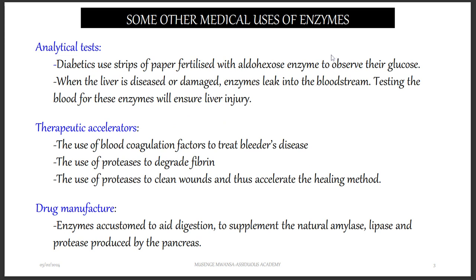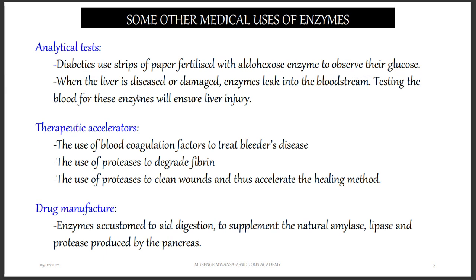So some other important uses of enzymes, they can be used in analytical tests. For example, people with diabetes. So diabetics will use strips of paper fertilized with aldohexose enzyme. If at this point I mention aldohexose, it might not make very much sense, but you are going to understand this. This is just a hexose sugar, which is an aldehyde. So diabetics will use strips of paper fertilized with aldohexose enzymes to be able to observe their glucose levels. Okay.